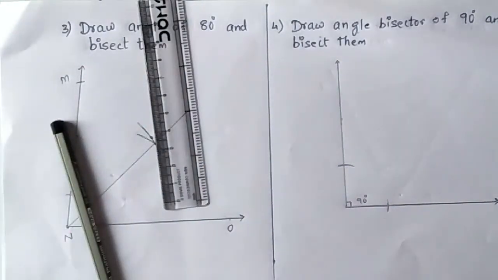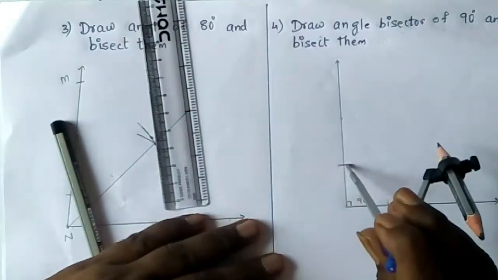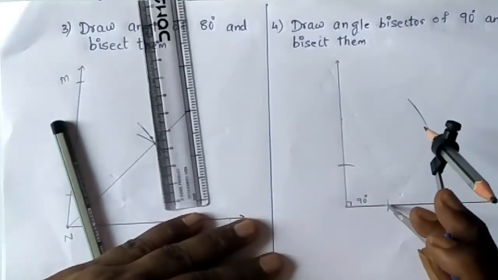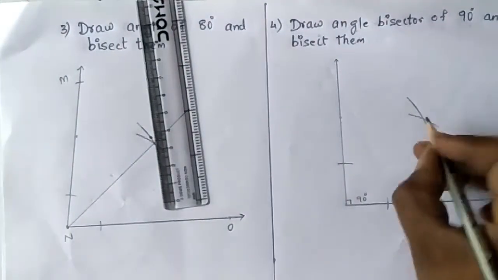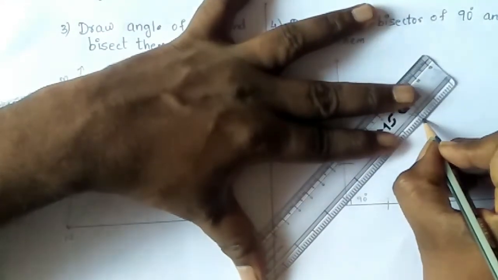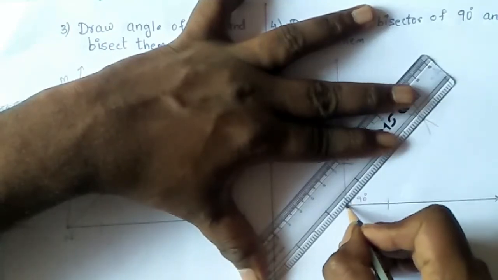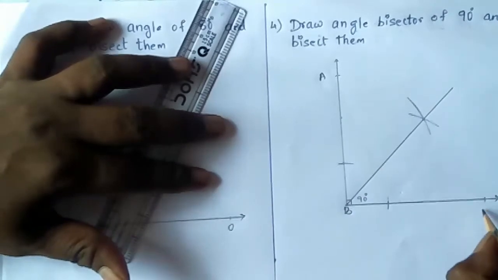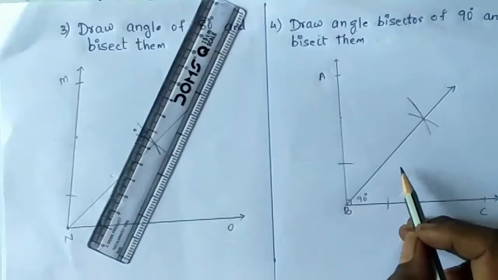Now from the arc, increase the compass. From the arc, draw another arc from one side and another arc from the other side. Again a point is formed here. Using a scale, join this point and this vertex. Let me name it as A, B, C. So this is the angle bisector of 90 degree.